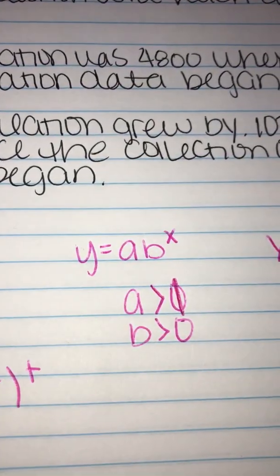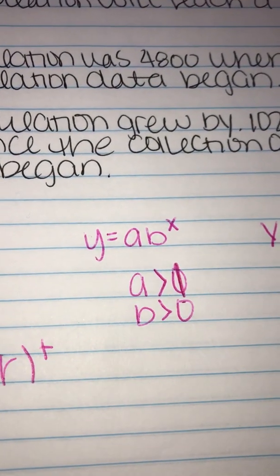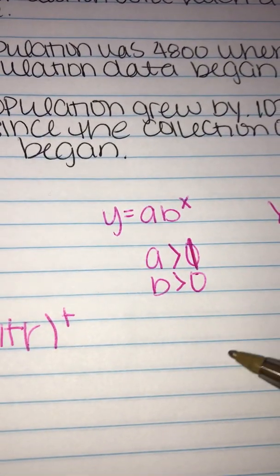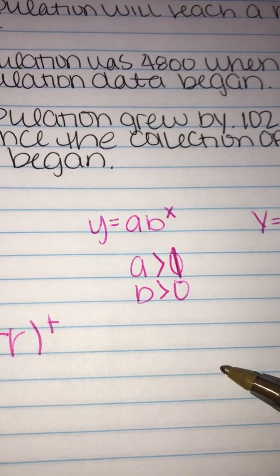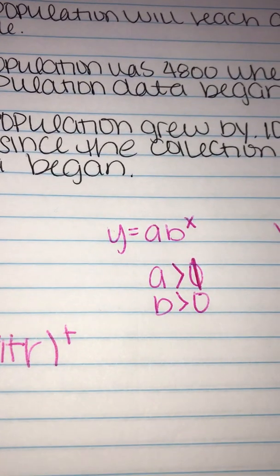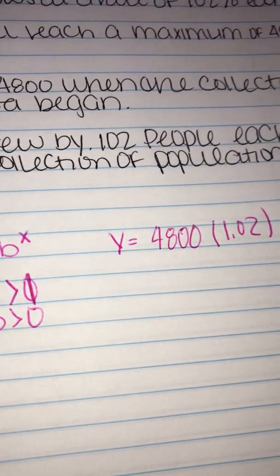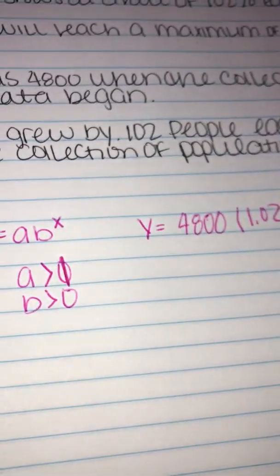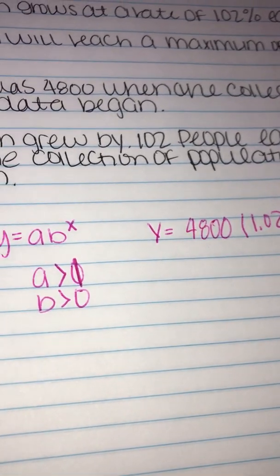power, and that's the equation for exponential growth or decay. And if a is greater than 1 and b is greater than 0, then our equation is for exponential growth. So over here we have it, and 4,800 is greater than 1 and 1.02 is greater than 0.